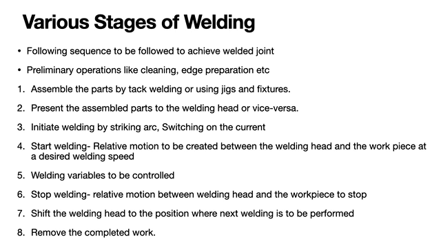But in order to proceed, we have to impart a relative motion. That means the welding torch has to move over the weld joint or over the designated joint. The welding arc has been started in the previous stage, but now we have to start the welding process. The relative motion has to be created between the welding head and the workpiece at a desired welding speed. We have to control the welding speed as well. Whenever there is a motion, there will be a velocity or a speed, and that shall also be controlled. Otherwise, we will not get the desired welding output.